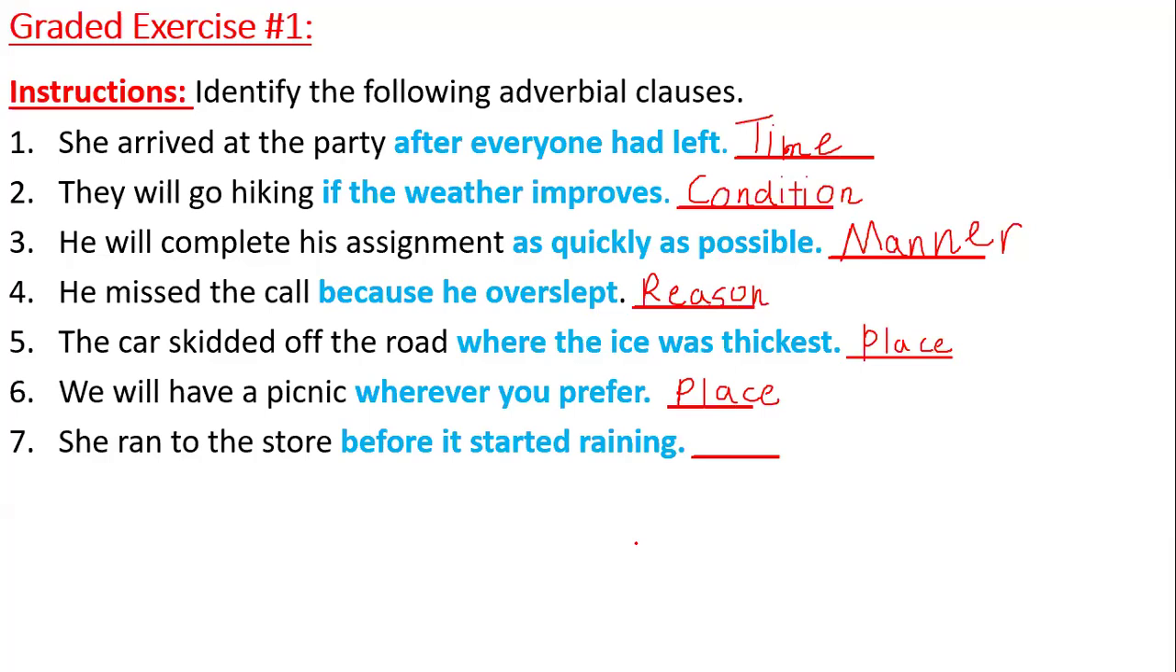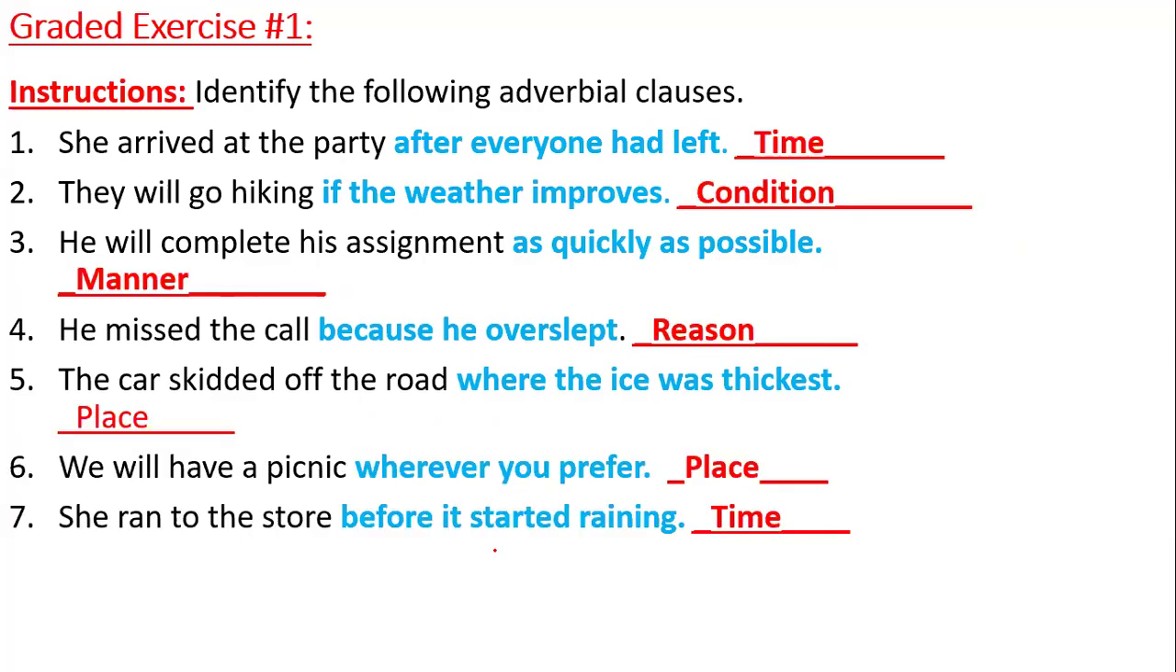Number 7: she ran to the store before it started raining. Time. What did you all have for number 7? Purpose? Time. So the answers are time, condition, manner, reason, place, and time. Anyone get all 7? I did.